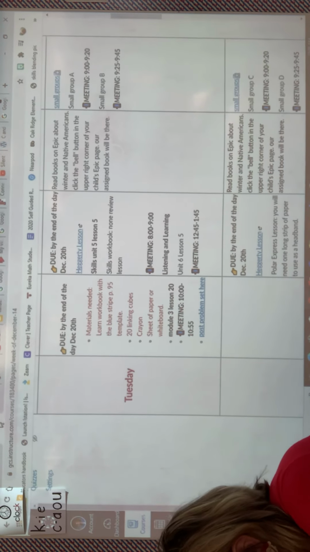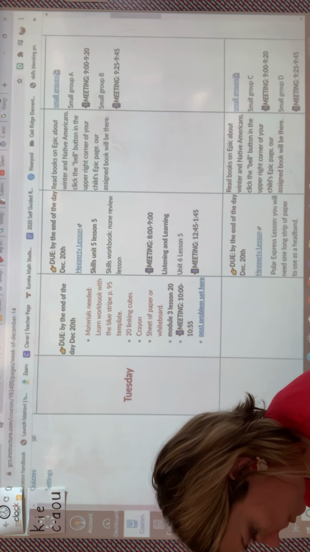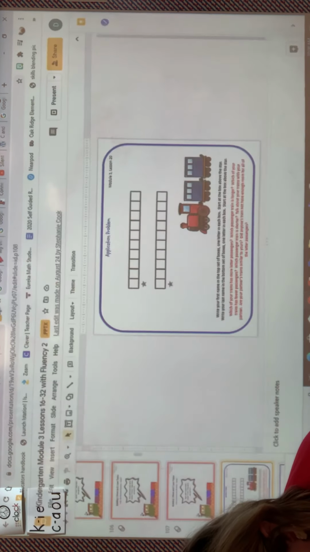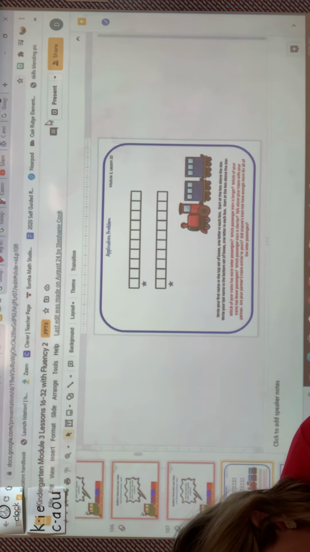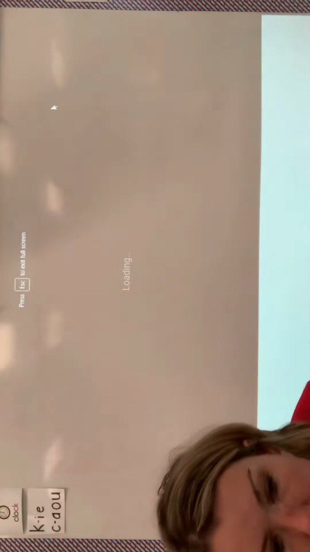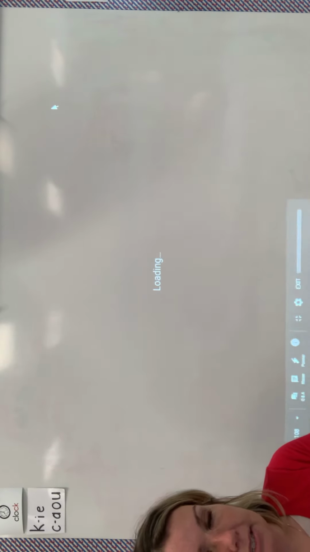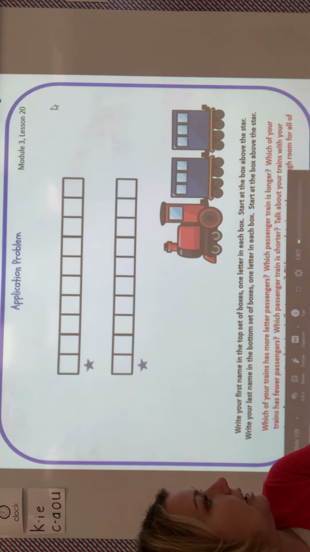Let me see if I have it in my book. It's the application problem for lesson 20. Lesson 20, the application problem. It's on page 91. It looks like this. Page 91. And Miss Kate's is going to show that here. Let's take a look. It's taking a second to load. My computer's being a little slower today.